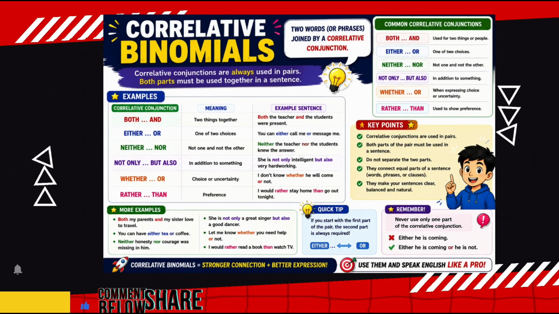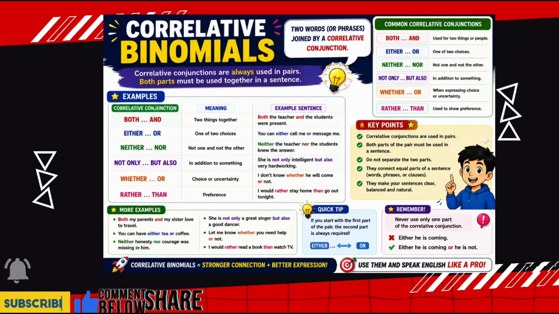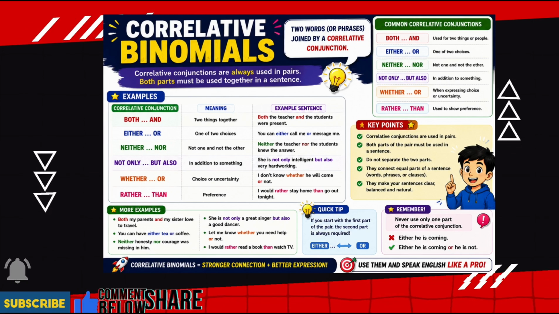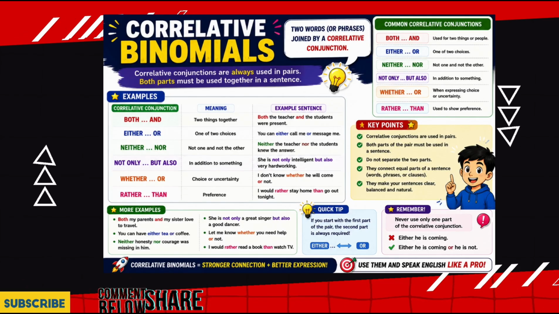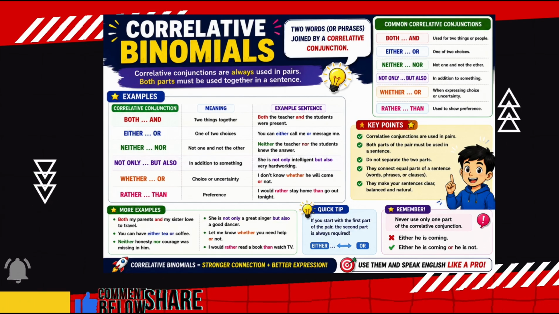Neither nor, not one and not the other. Neither the teacher nor the student knows the answer. Not only but also, in addition to something. She is not only intelligent but also very hardworking. Whether or, choice or uncertainty. I don't know whether he will come or not. Rather than, preference. I would rather stay home than go out.